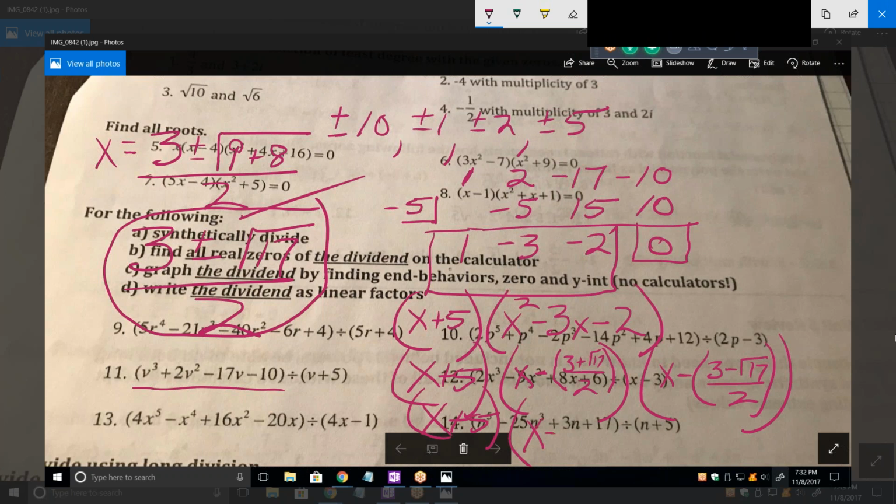You get x minus 3/2 minus root 17 over 2 times x minus 3/2 plus root 17 over 2. So those would be your three linear factors at the bottom there. And notice if we'd have just said x minus, we'd have gotten those two things. So in actuality, you don't really need to use the inner parentheses.